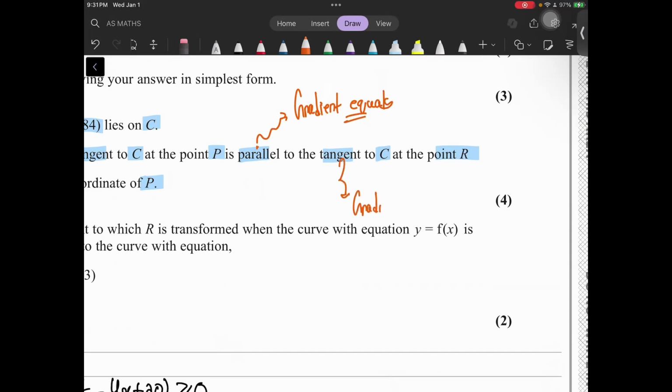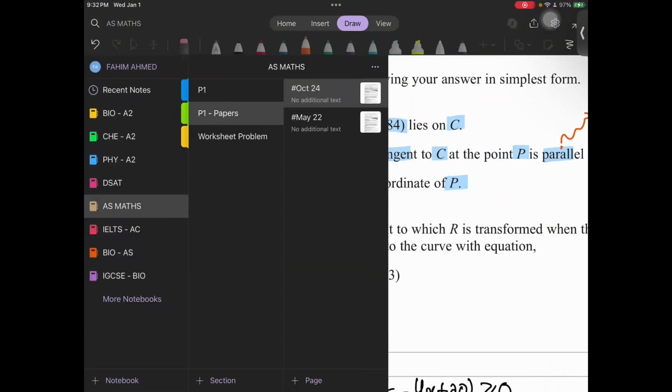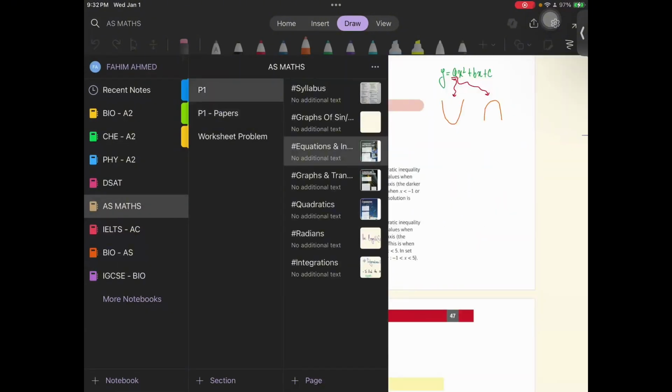Gradient of curve equals gradient of tangent. If you do not know these fundamental rules, then these things are going to get kind of intimidating for you guys as well. I had written them down somewhere.